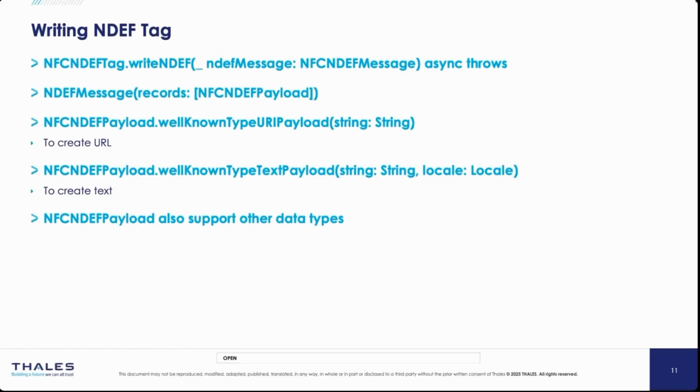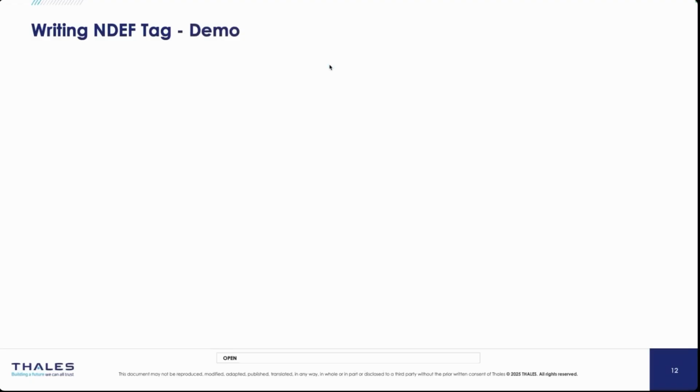It's more or less the same as the reading. You still need to connect. It's just that after connect, instead of reading the NDEF, you will call the write with the NDEF message itself. So just now you get the NDEF, now you provide the NDEF message back to the API. So very straightforward. With that, let's go back to the demo.